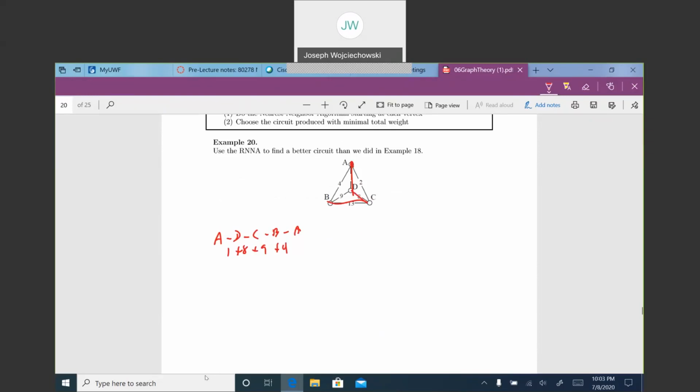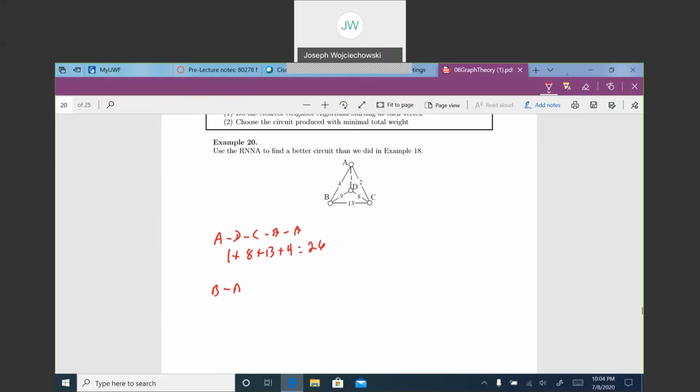And that was what? Did I miss one? Yes, I missed one. C to B is 13, and then 4. Okay, starting with A, hold on a minute. We have A to D, which is 1, D to C is 8, C to B is 13, and B to A is 4. Somehow I got an extra number in there. And this was 26.